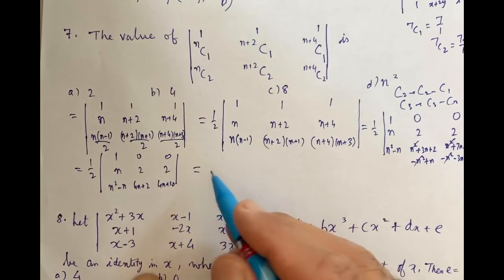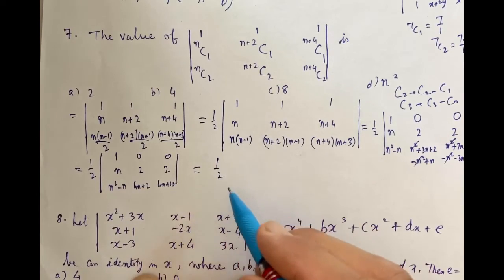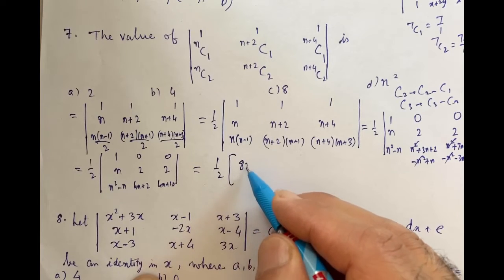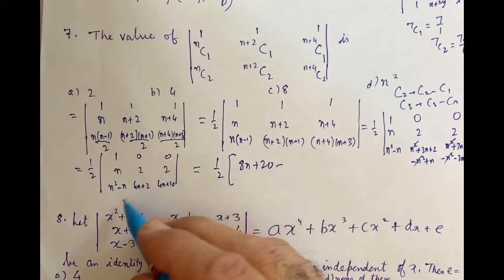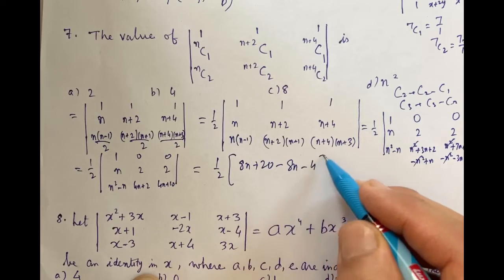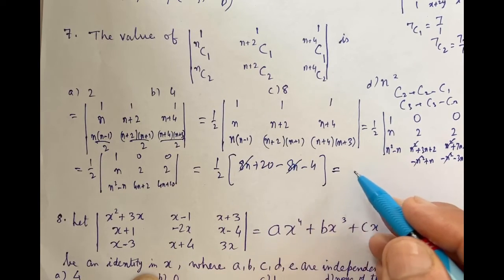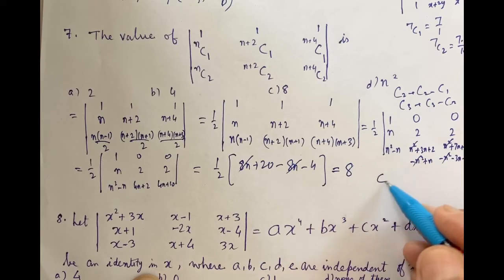Now we expand along elements of the first row. This is 1 by 2 outside, then it's this product which is 8n plus 20 minus this product minus 8n minus 4. This is 16 upon 2. This is equal to 8. So the answer is C.